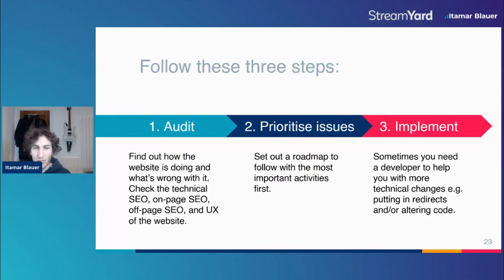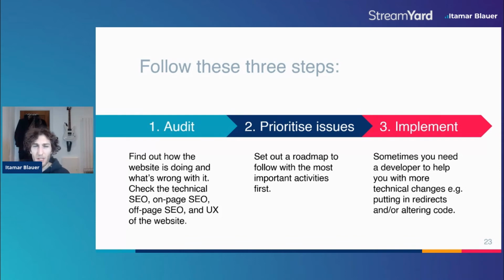So within an audit, you essentially want to check through all of the different areas within SEO. You want to check technical SEO, you want to check the on-page, you want to check off-page, but you also might want to check other things such as the user experience and CRO, so conversion rate optimization, because all of these are essential if you want to have a website that is succeeding.